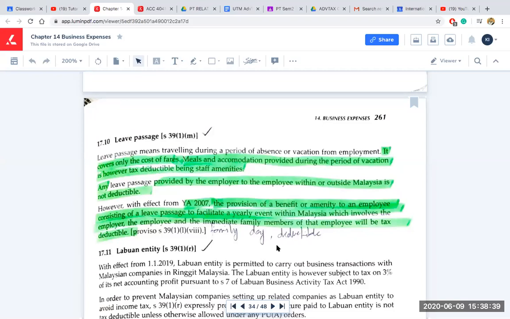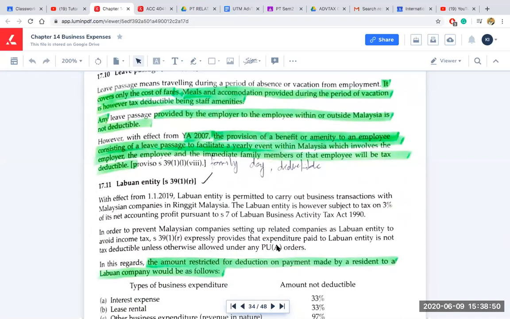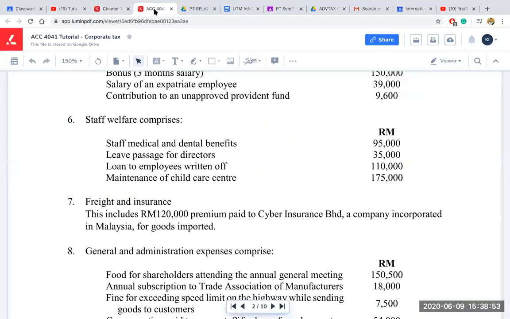Yeah, you want to hold it overseas in Singapore, next door, cannot, right? Boleh, you can do the family event, but the expenses will not be a deductible expense. Okay, is that clear?